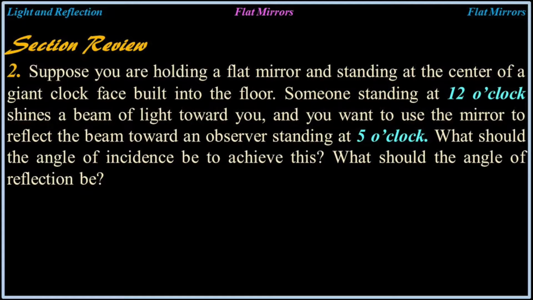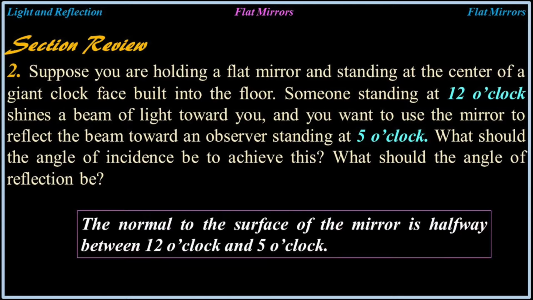Suppose you are holding a flat mirror and standing at the center of a giant clock face built into the floor. Someone standing at 12 o'clock shines a beam of light towards you, and you want to use the mirror to reflect the beam towards an observer standing at 5 o'clock. What should the angle of incidence be to achieve this? What should the angle of reflection be?